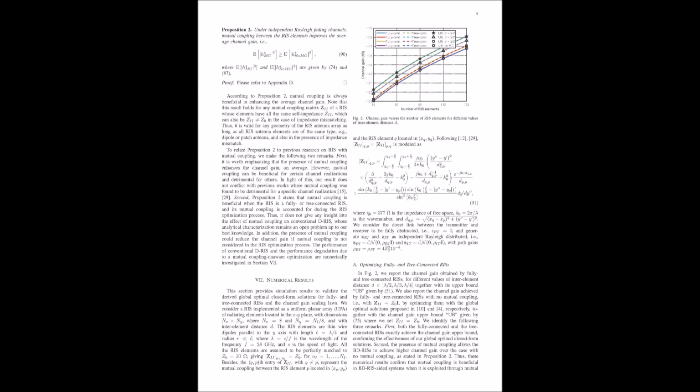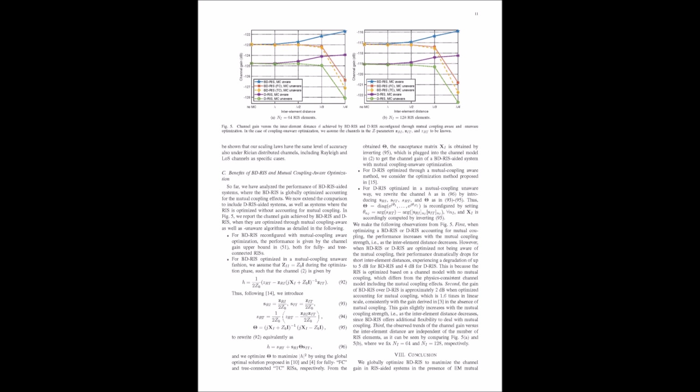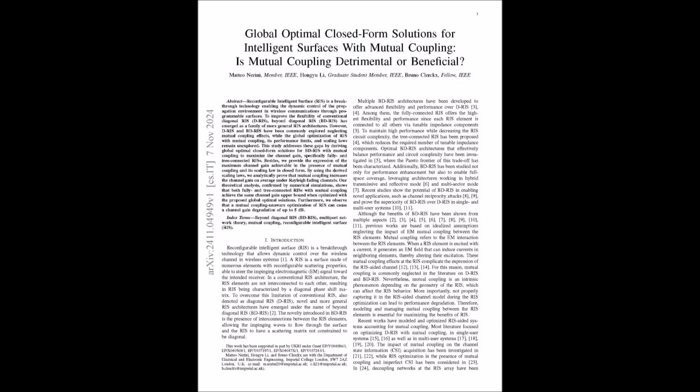Plugging that into equation 51 gives us equation 75, which is the achievable channel gain without any mutual coupling. And then we go through that same process of analyzing expectations to get the scaling law for this case. Same idea as before. Analyze each term, use those Rayleigh distributions and the central limit theorem, and we end up with equation 87, which describes how the average channel gain scales with the number of elements when there's no mutual coupling. Now we have two scaling laws to compare, one with mutual coupling and one without. So what do we learn by comparing them?